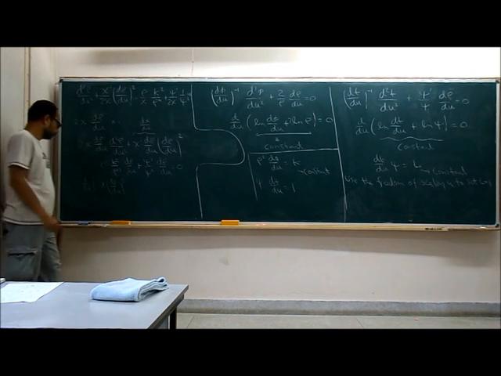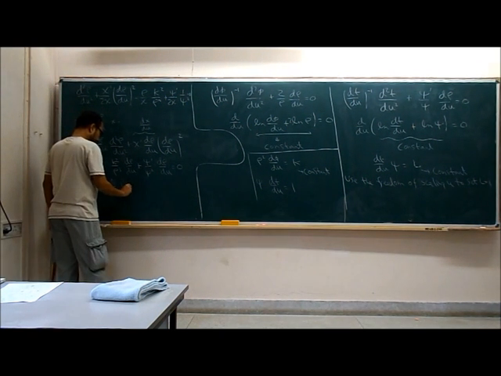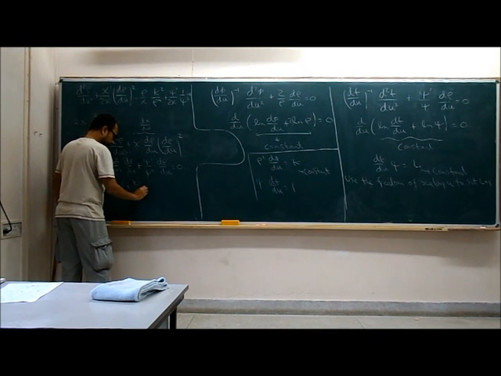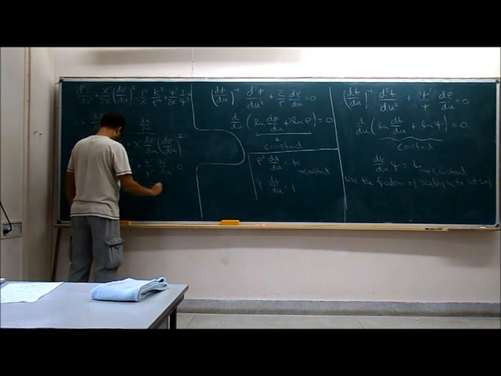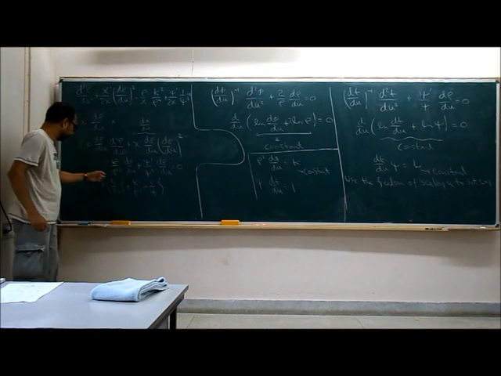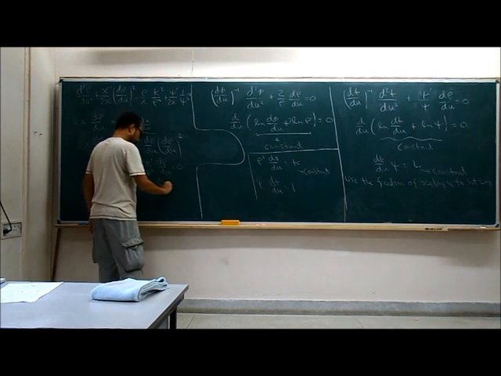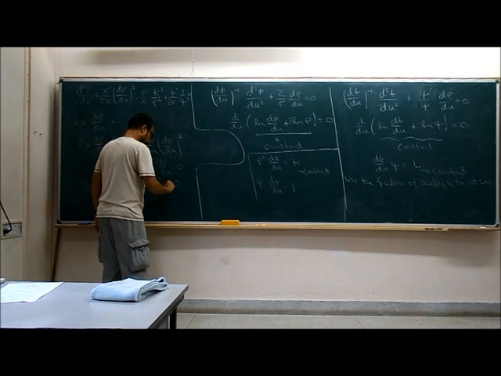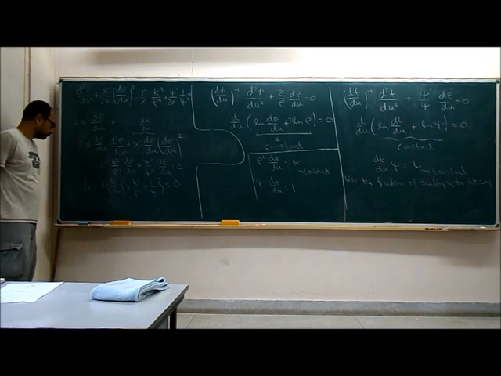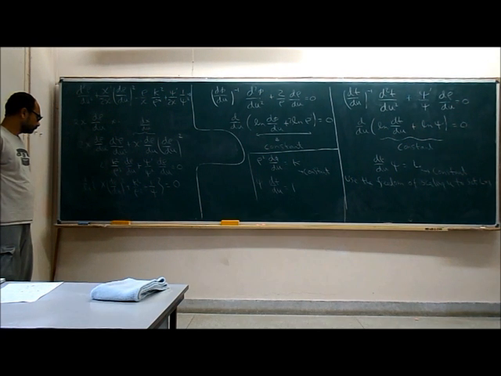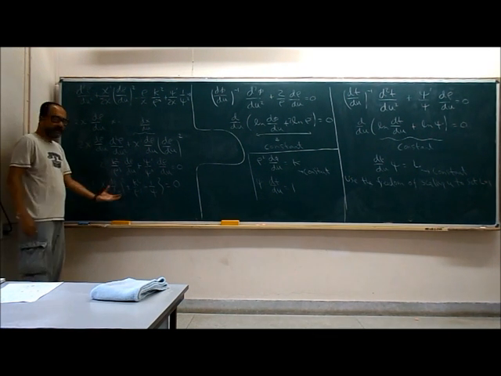Plus k square over rho square, so you get a plus k square over rho square, and minus 1 over psi. Why minus? Because when you take the derivative, you get a minus sign. Is this okay? So this whole thing, I also managed to integrate.